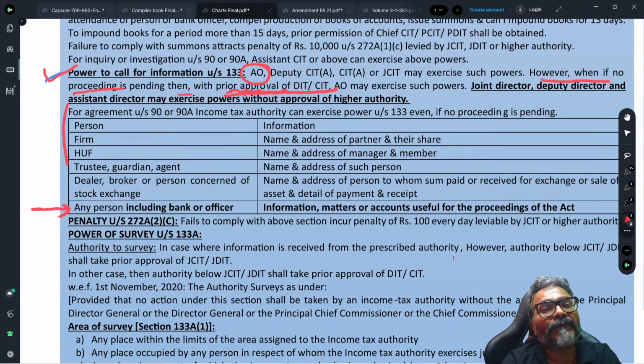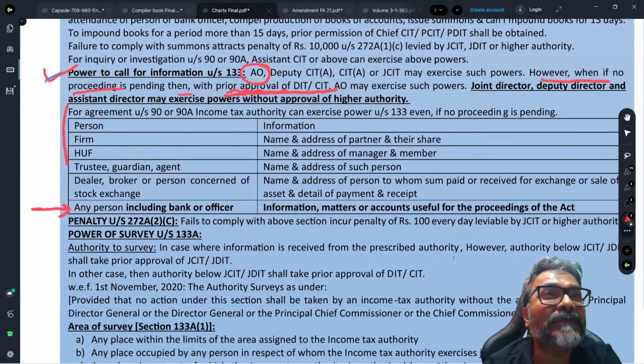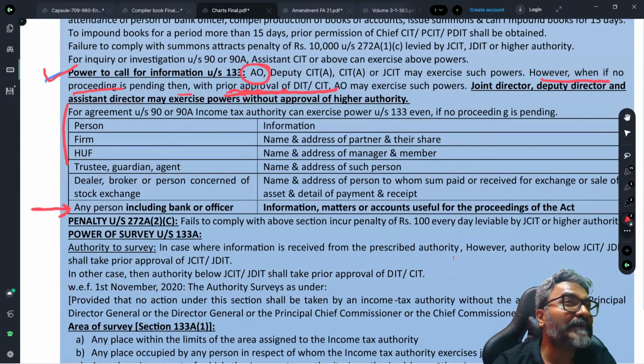This is the kind of power, students, that we are talking about. An assessment is going on in Mumbai of an SSC based in Mumbai, and the notice under 123, the AO is giving to a person who is based in Kolkata. He is giving the notice to a person based in Kolkata, and from that particular notice, he is calling for the information.